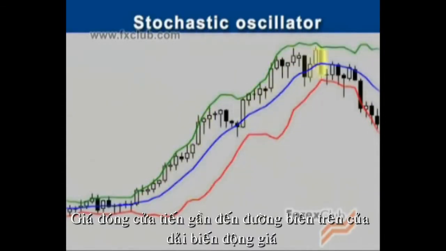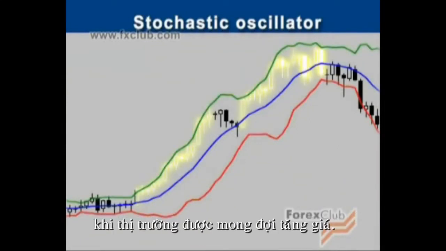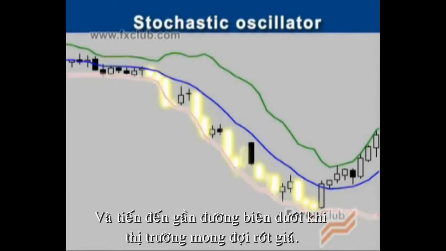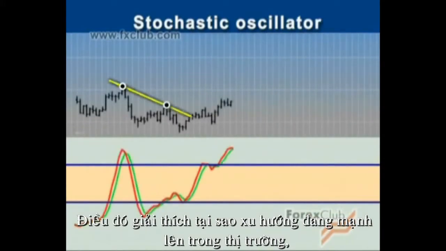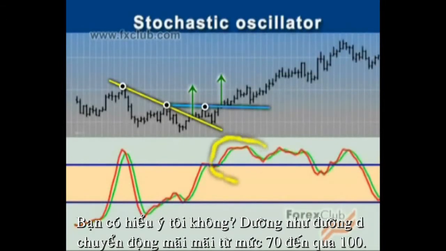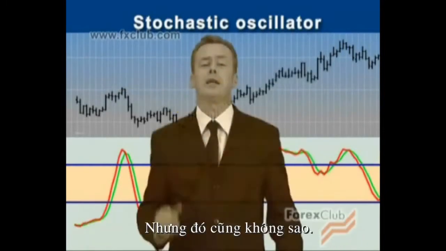Closing prices come closer to the upper boundary of the range when the trend is bullish, and to the lower line when the trend is bearish. Which is why with a strong uptrend on the market, the stochastic entry into the overbought zone looks very special. Do you see what I mean? It seems that line D is endlessly moving from 70 towards 100. But that can't happen.